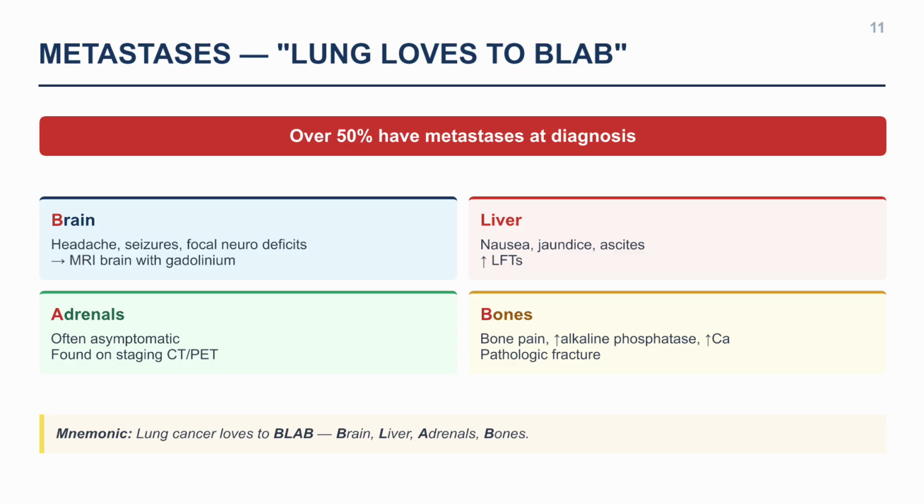Liver metastases cause nausea, jaundice, ascites, and elevated liver function tests. Adrenal metastases are typically asymptomatic and are usually discovered on staging CT or PET scan. Bone metastases cause bone pain, elevated alkaline phosphatase, and elevated calcium. They can present with pathologic fractures. Step 2 Pearl: any new neurologic symptom in a lung cancer patient demands a brain MRI. Lung cancer loves to blab.